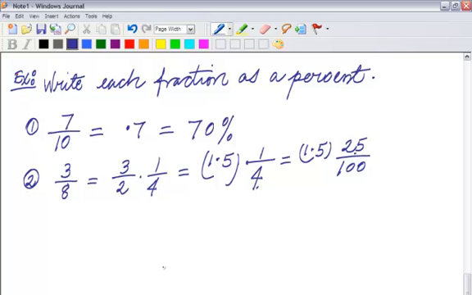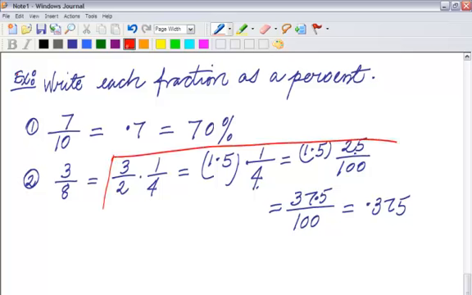So what is 1.5 times 25? 5 times 25 is 125, so I get a 12. 25 times 1 is 25. 25 plus 12 is 37. And then there is a decimal point, 1 unit, so I put it right here, divided by 100, and that's the same as 0.375, right? Everybody's okay? But this is a way that's not going to work out all the time, or it's hard to work out all the time.